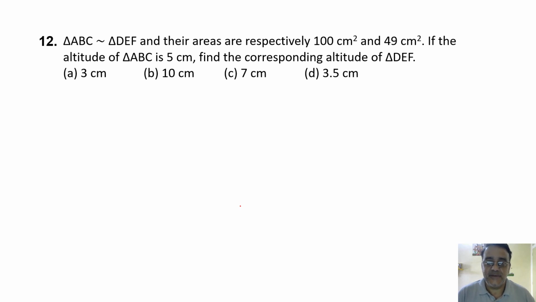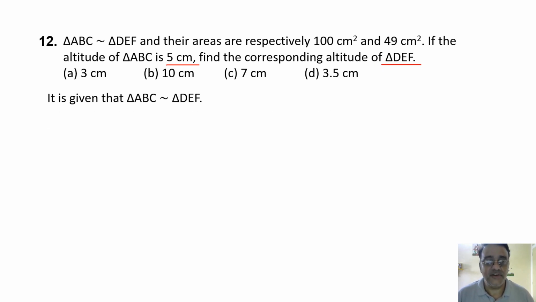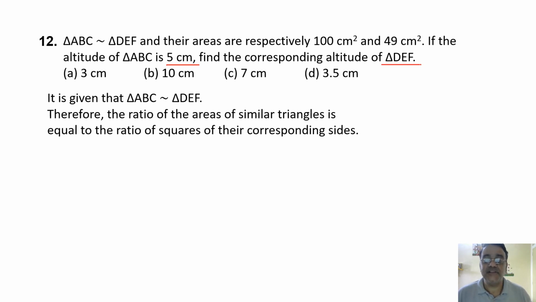Triangle ABC is similar to triangle DEF and their areas are respectively 100 centimeter square and 49 centimeter square. If the altitude of triangle ABC is 5 centimeter, find the corresponding altitude of triangle DEF, right? So this is the rough figure. First of all, triangle ABC is similar to triangle DEF is given. That means we can use theorem number 6.6. But also we studied one corollary.